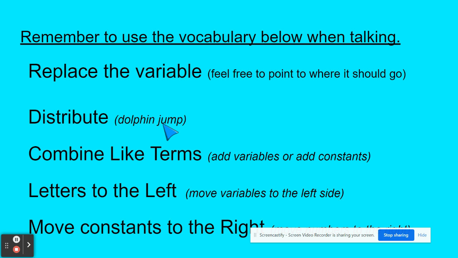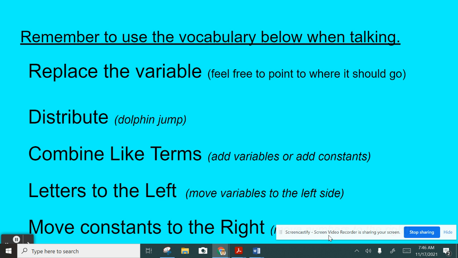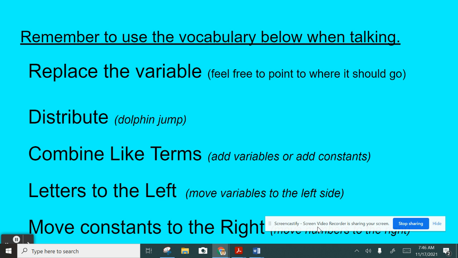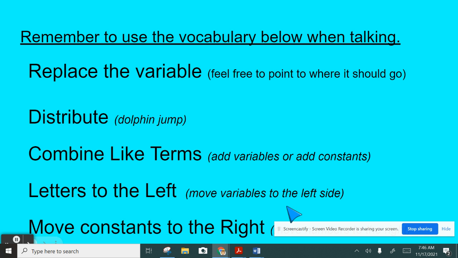Distribute, I want to hear that. Combine like terms, I want to hear that. Letters to the left or move your variables to the left side, I want to hear those words, okay? And then move constants to the right. And if you even want to say, then isolate the variable x equals or y equals. Those are all words I want to hear. Constants, variables, combine like terms, distribute, replace the variable or substitute. Those are the words we've been using. Or even eliminate. Aren't we eliminating too? Good call. I forgot about that one too. Eliminating.